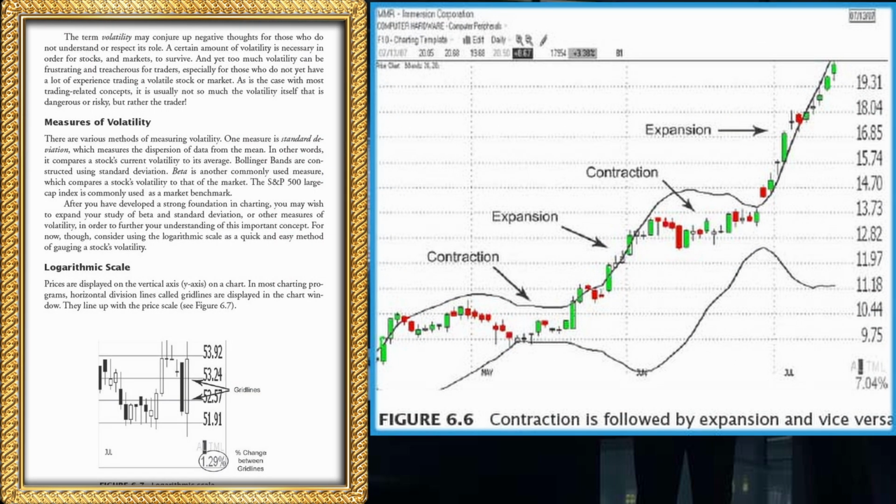The term volatility may conjure up negative thoughts for those who do not understand or respect its role. A certain amount of volatility is necessary in order for stocks and markets to survive. And yet too much volatility can be frustrating and treacherous for traders, especially for those who do not yet have a lot of experience trading a volatile stock or market, as is the case with most trading-related concepts. It is usually not so much the volatility itself that is dangerous or risky, but rather the trader.